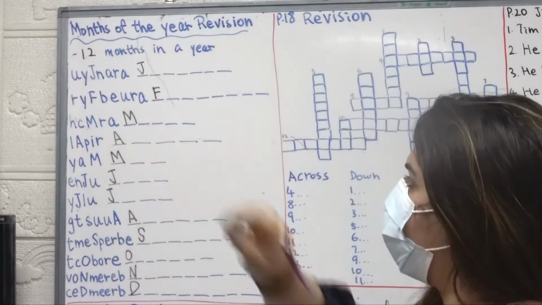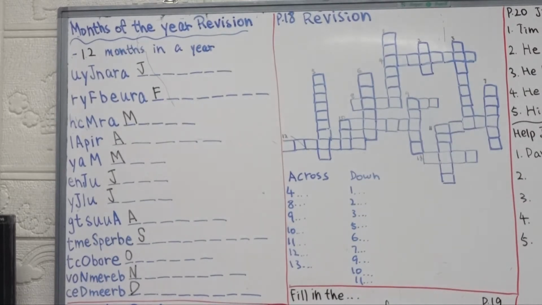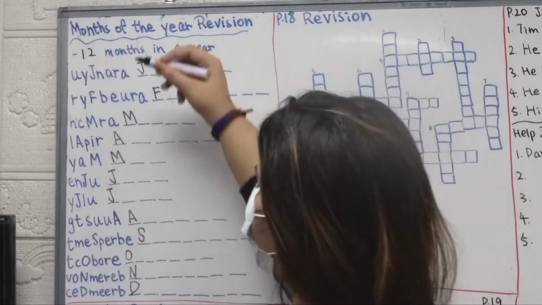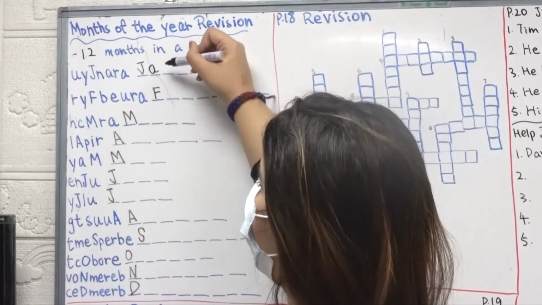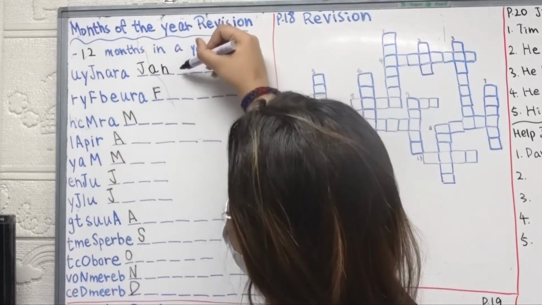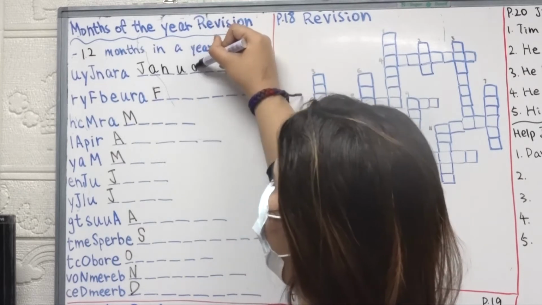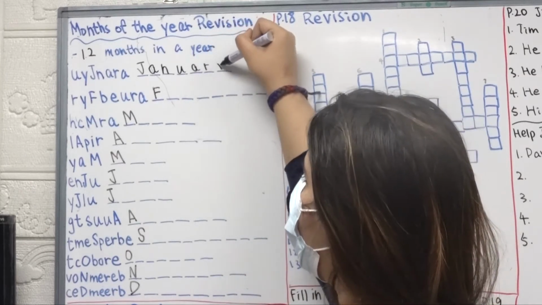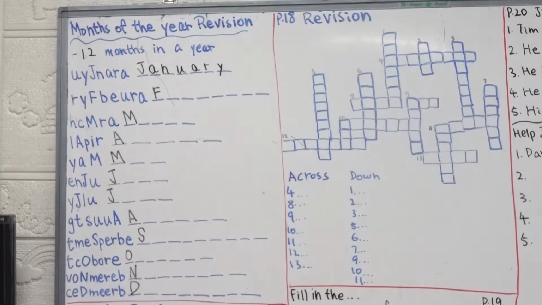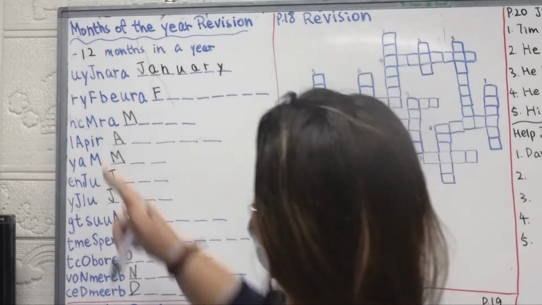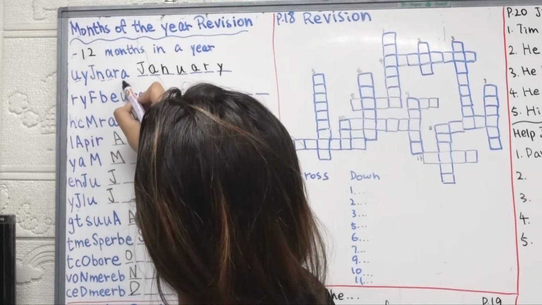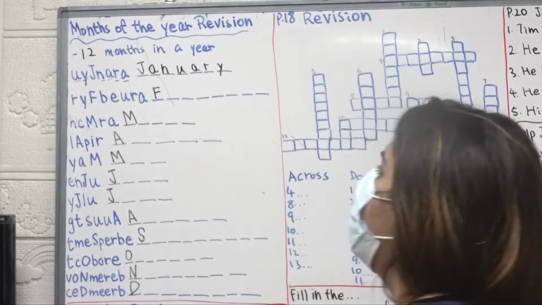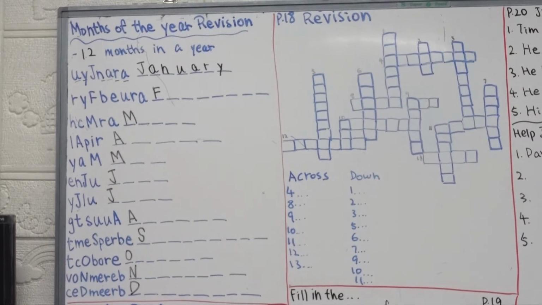Yeah, so how do we spell January? January, spell is J. Remember not to look at your book. Don't open it, okay? J-A, and then N-U-A-R-Y. Are you correct? Good job. That is J-A-N-U-A-R-Y. Okay?